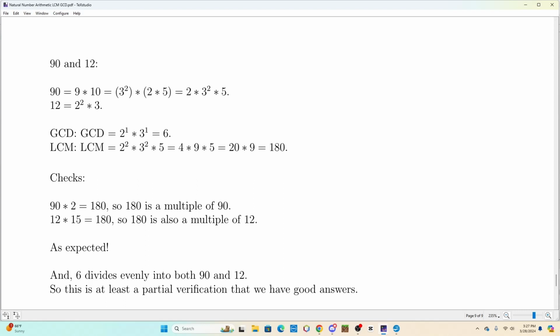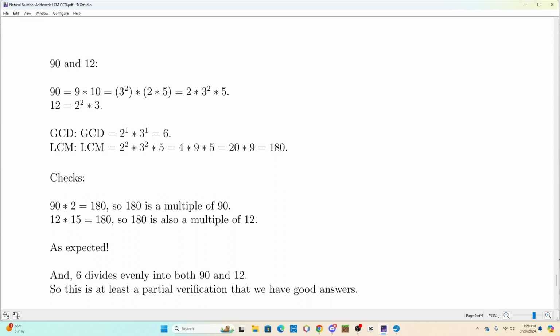90 and 12. For 90 and 12, 90 factors into 2 times 3 squared times 5. 12 factors into 2 squared times 3. The GCD uses the lower exponents, which is 2 to the 1 times 3 to the 1, which equals 6. The LCM uses the bigger exponents, 2 squared times 3 squared times 5, which equals 180.